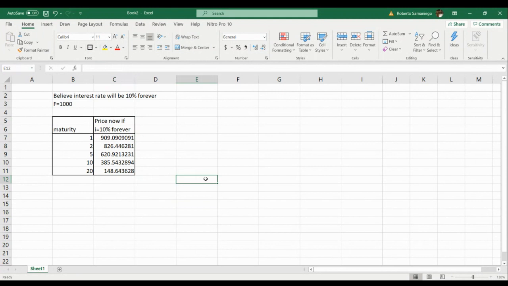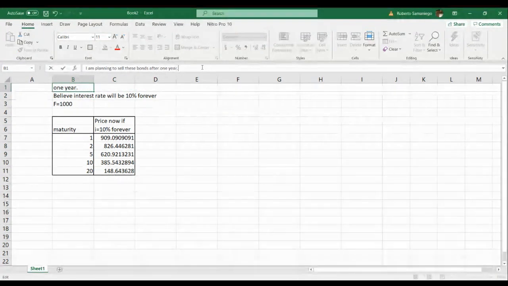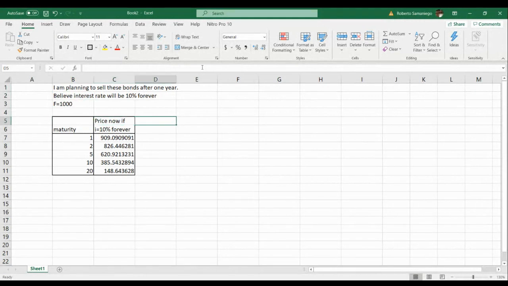But remember, the key part of this exercise is that I am planning to sell all these bonds after 1 year. And since I'm planning to sell them after 1 year, there's another thing that I need to know, which is the price next year of these bonds. Now, I'm assuming that the interest rate will be 10% forever. So what we're going to figure out then is the price of these bonds, assuming that I'm correct, and 10% remains the interest rate on similar things going forward.